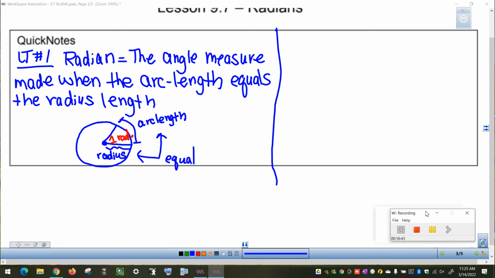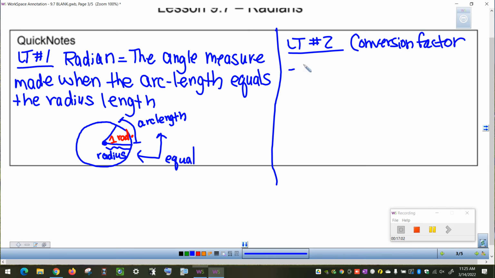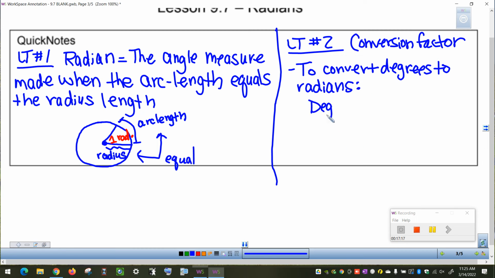All right, our second learning target here was to convert angle measures from degrees into radians, and also from radians into degrees. All right, so there's 2 directions here. So if we want to convert from degrees to radians, we're going to take our starting number of degrees, and we're going to multiply that by pi over 180 degrees.